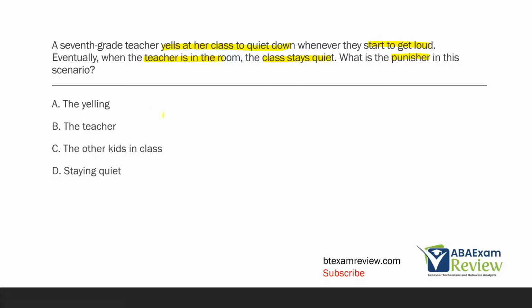The punisher in the scenario has to be the yelling because our response that changed is the noise level of the class. They used to get loud. Now they get quiet. Why? Because the teacher yelled. So again, might feel overly specific, but you want to be as specific as possible in behavior analysis.